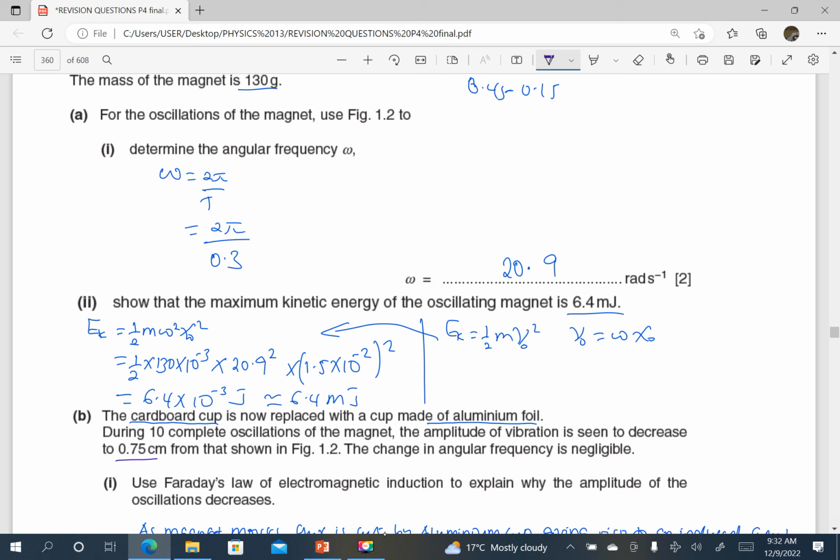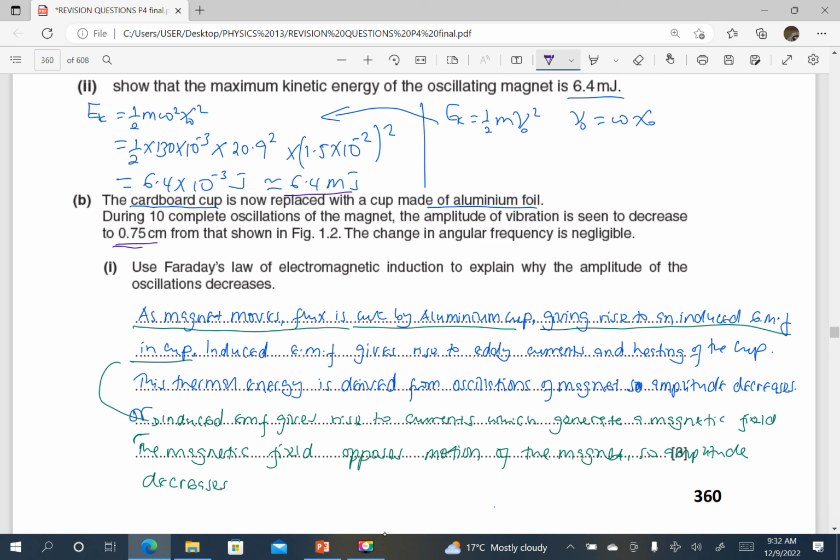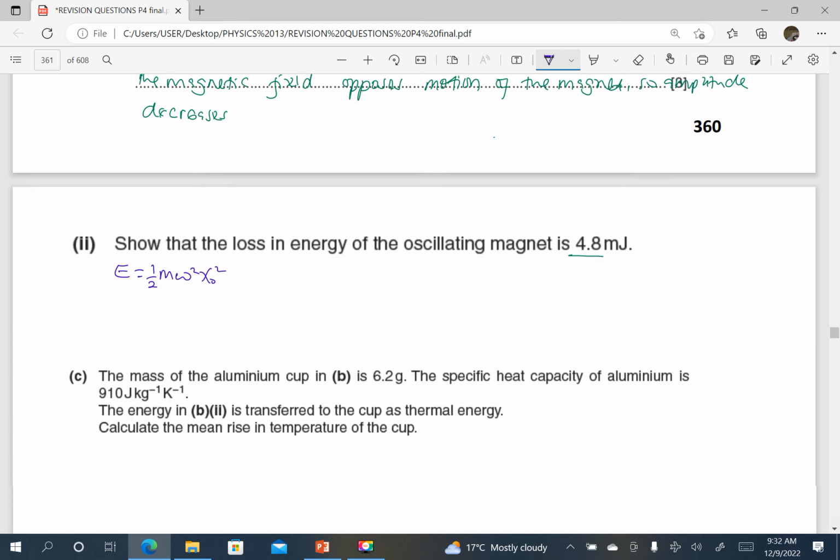The maximum kinetic energy of the oscillating magnet was 6.4. Okay. Let's find the energy at 0.75 and subtract it from 6.4 to see if we get 4.8 millijoules. So energy at x naught equals 0.75 centimeters. Energy is going to be equal to a half, the mass was 130 times 10 power negative 3, omega was 20.9 if it did not change, squared, and x naught is 0.75 times 10 power negative 2, also squared.